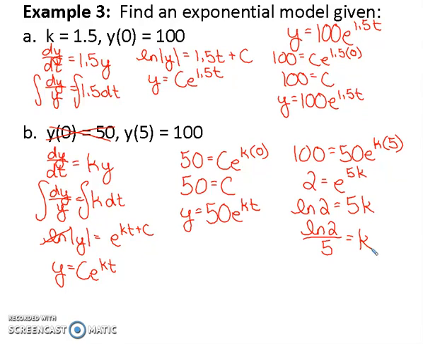So if we put the k now back into here, we get a final answer of y equals 50e to the natural log of 2 divided by 5 times t. And so that would be your exponential model for this problem.